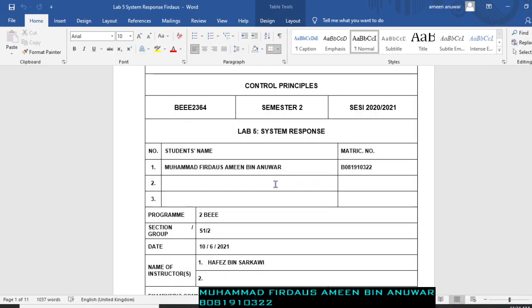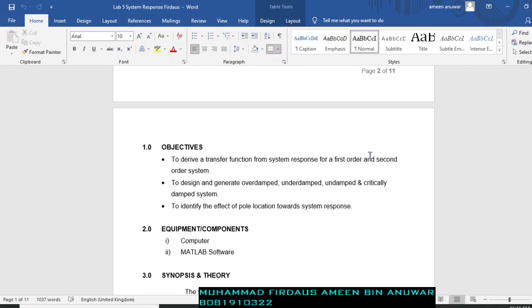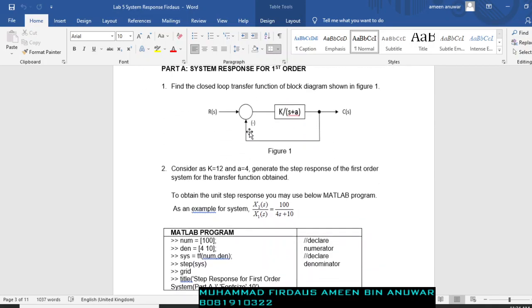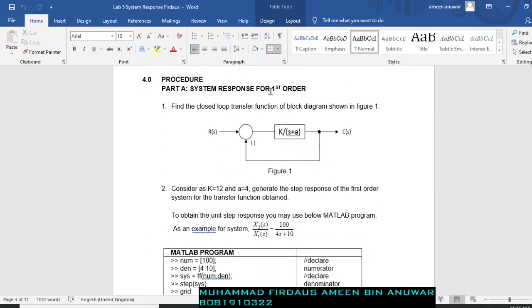My name is Firdaus Ameen bin Anuwar, and today I'm going to present my Lab 5, which is system response. For the first part, Part A, is system response for first order. Basically we need to find our closed loop transfer function for this block diagram.